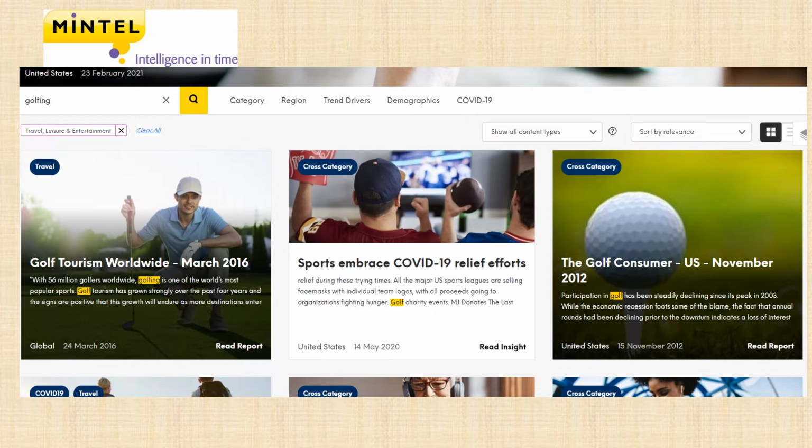cross-category study in here about sports embrace COVID-19 relief efforts. And so there are some different pieces of information here. Sometimes you get lucky and find a research report that allows you not to collect any primary data. Sometimes it doesn't work out that way, but it is one of the places that we almost always look first.